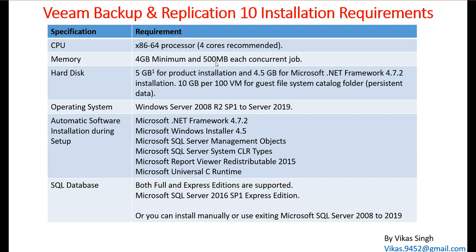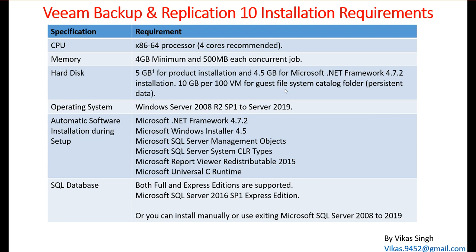For hard disk, you can see 5 gig for product installation and 4.5 gig for .NET installation, and 10 gig per 100 VMs for the guest file system catalog folder. This is going to be persistent data. So you require, I guess you can say, 10 gig for the Veeam product, and then 10 gig per 100 virtual machines for the catalog folder.